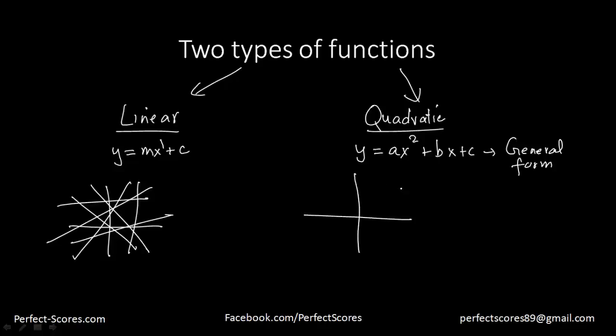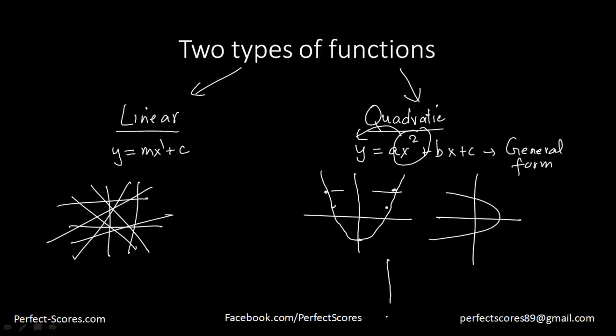So a quadratic function means that for two values of x there is a single value of y, and there is going to be one value of x which is going to give a single value of y. This is how the graph is. For one value of y there are two values of x, right? So this is how a graph is.